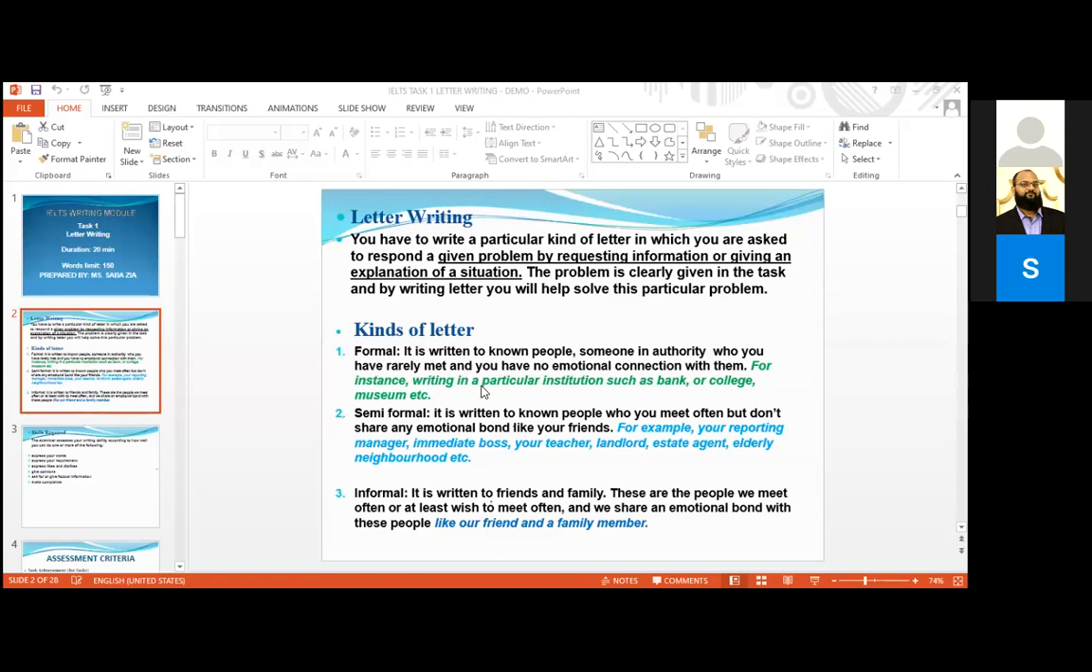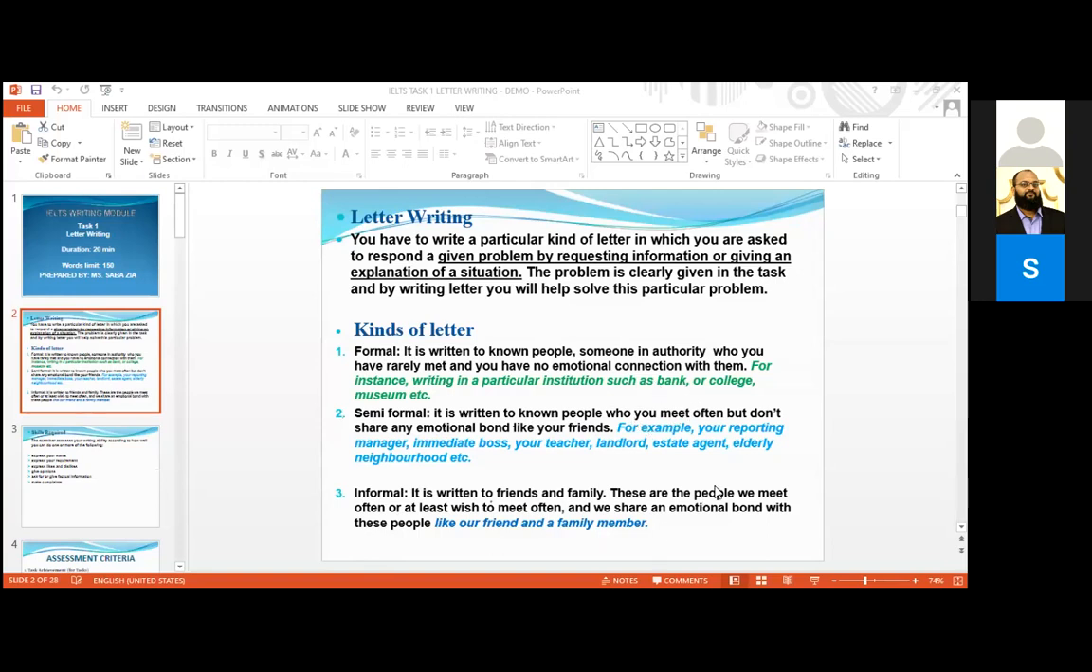Now, who do we write semi-formal letters to? Semi means that you neither have to be entirely informal nor entirely formal. Okay? So you have to take the middle way and where your letter must be semi-formal. Now, semi-formal letters are written to those people who you know, right? And you meet them often.